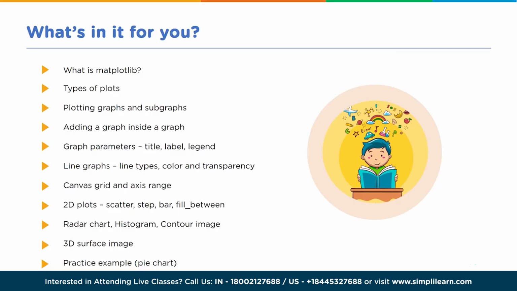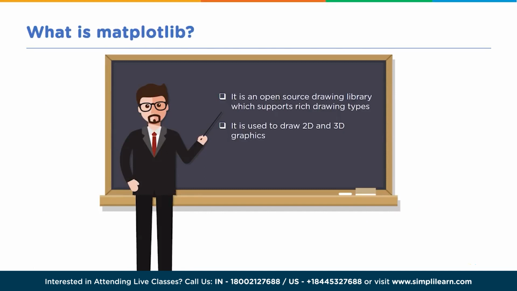So what's in it for you? What is Matplotlib? Types of plots, plotting graphs and subgraphs, adding a graph inside a graph, graph parameters, title, label, legend, line graphs, line types, color and transparency, canvas, grid and axis range, 2D plots, scatter, step, bar, fill between, radar chart, histogram, contour image, 3D surface image, and then we'll hit a practice example, pie chart. So let's start with what is Matplotlib.